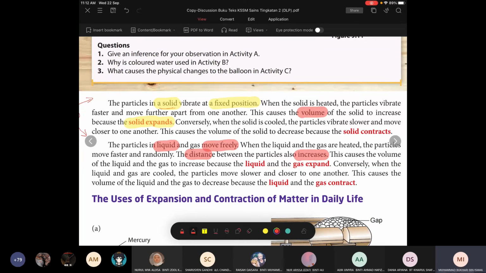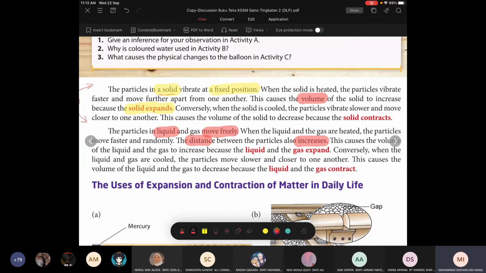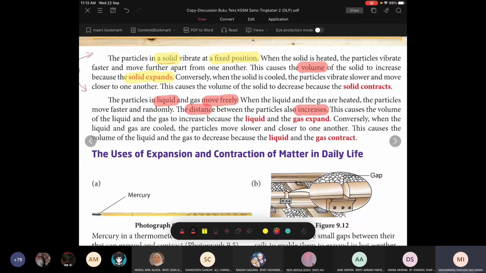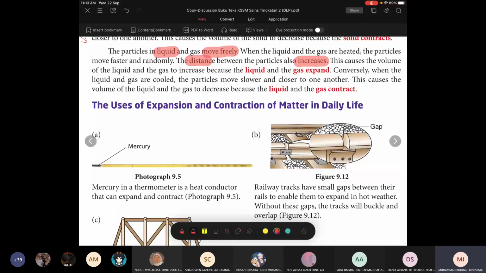Okay, I think you have no problem. You can read the rest of it. It goes the same for the gas. For gas also, it is not at a fixed position. It moves freely, but the distance is further from liquid. Okay, the next thing is the use of expansion and contraction method in daily life.